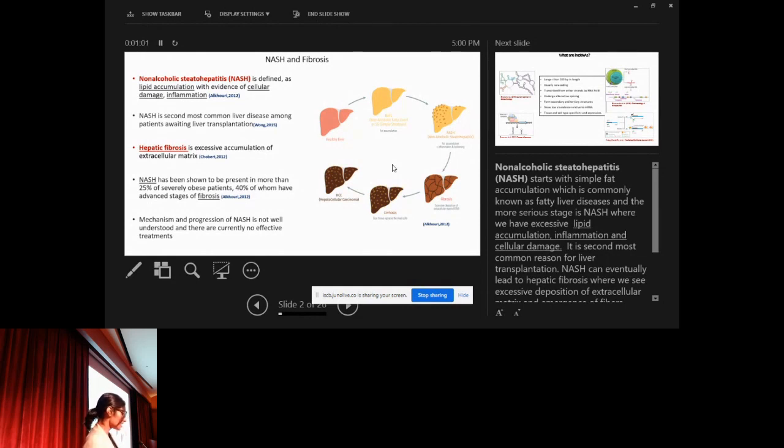And it is currently the second most common reason for liver transplantation. And the molecular mechanisms are currently not well understood for NASH and fibrosis. And currently there are no effective treatments, hence the reason for interest.